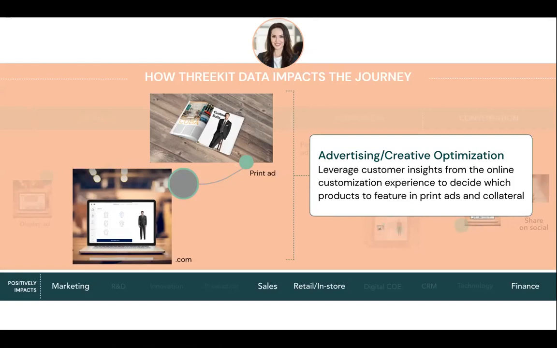Again, this has impact for marketing, sure, but also sales, retail, in-store, finance, across the board. It has a lot of impact.